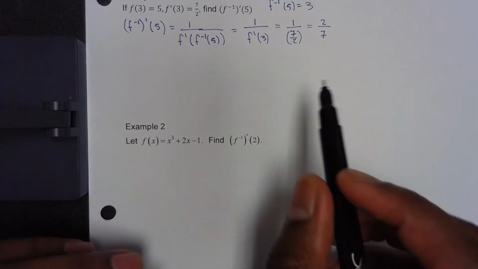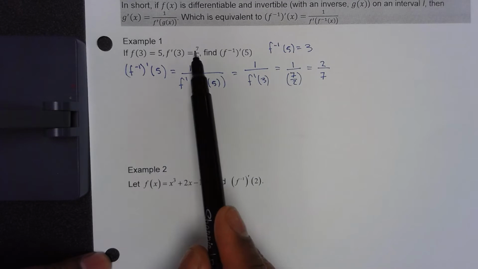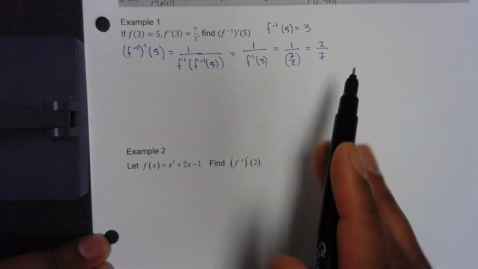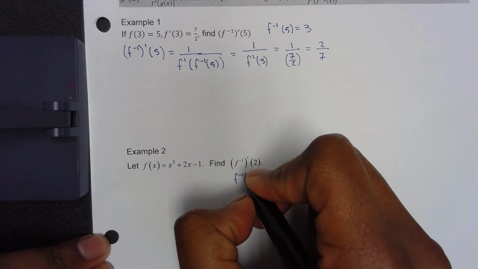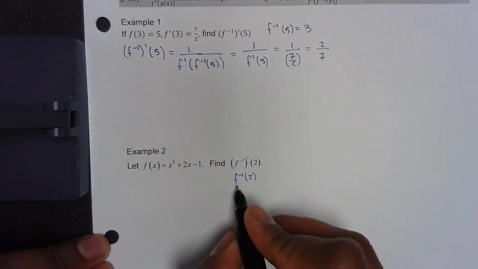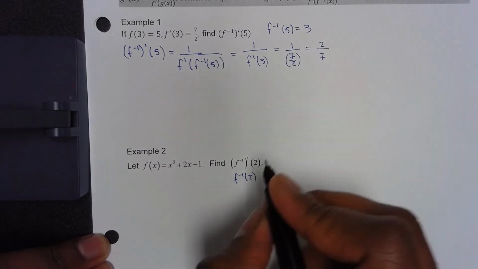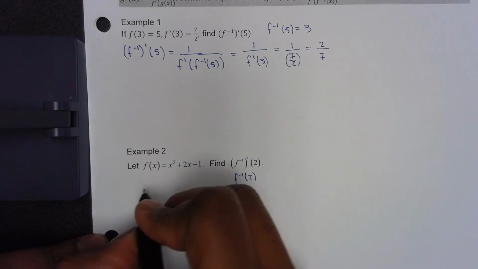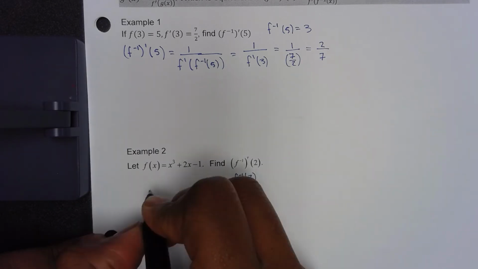Moving to example 2, we don't have the information of knowing what f of anything is. So to do this, we need two values. We need f inverse of 2, and we also need whatever the derivative is with that value substituted in. The first thing we need to do to find f inverse of 2 is set this function equal to 2.